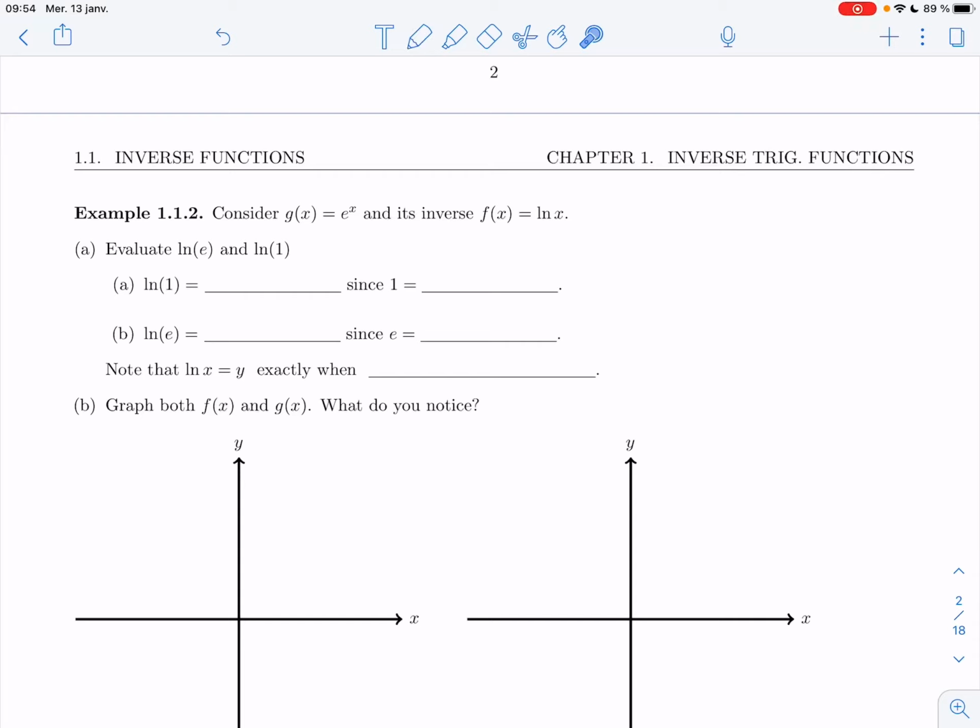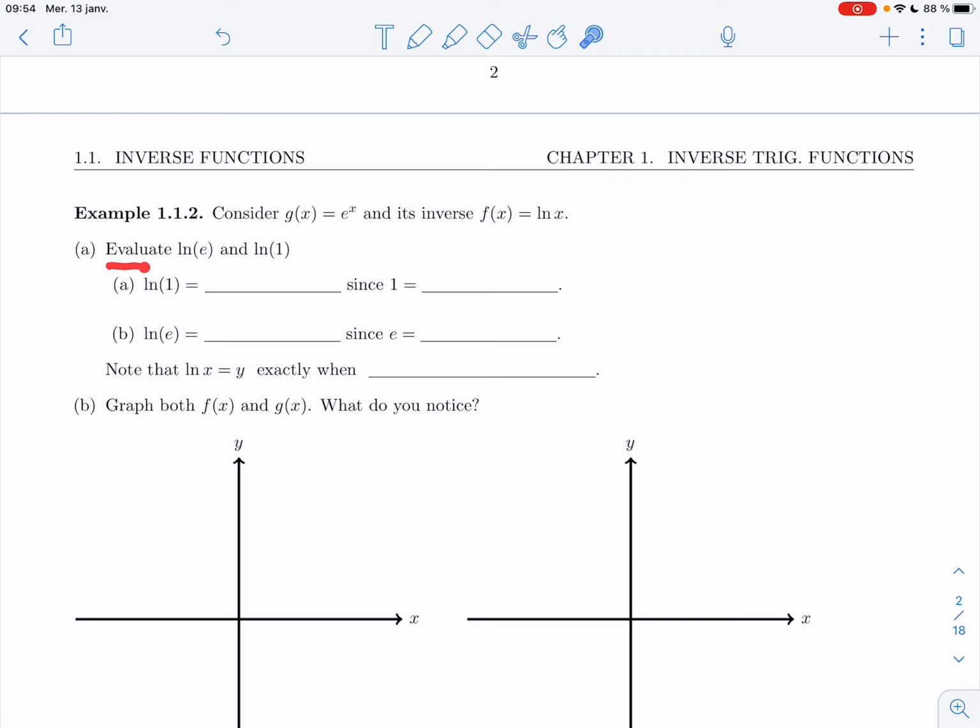All right, welcome back. In this video, we'll look at another example of a function and its inverse, example 1.1.2. I'm going to look at the exponential function and its inverse, which is the natural log. So I'm picking base e here just because that's the one that's most important in Cal. I know it's not your favorite, but let's play a tiny bit with it.